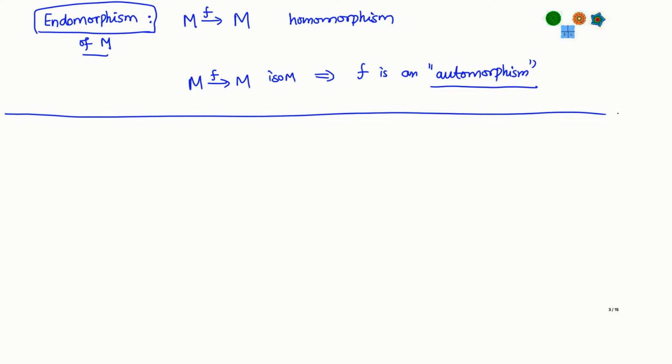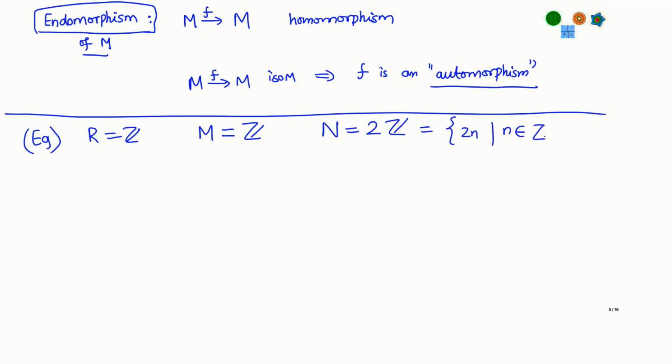Now let's look at some examples of isomorphisms. If I take my ring to be the ring of integers, then modules are nothing but abelian groups. So let's take here the abelian groups Z and 2Z. 2Z just means the set of all even integers. This is a submodule of M. But observe that even though N is a submodule of M, M and N are actually isomorphic to each other. Here's an isomorphism. Consider the map n going to 2n.